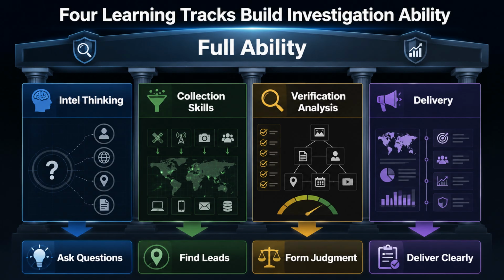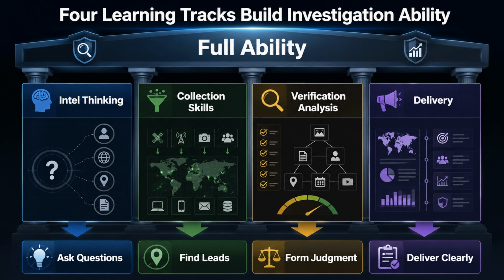The course has 4 tracks because one track alone is not enough. If you only learn tools, you may collect a lot but still not know what it means. If you only learn theory, you may sound organized but fail to find evidence. If you can collect and analyze but cannot explain your conclusion, the work still does not help anyone.